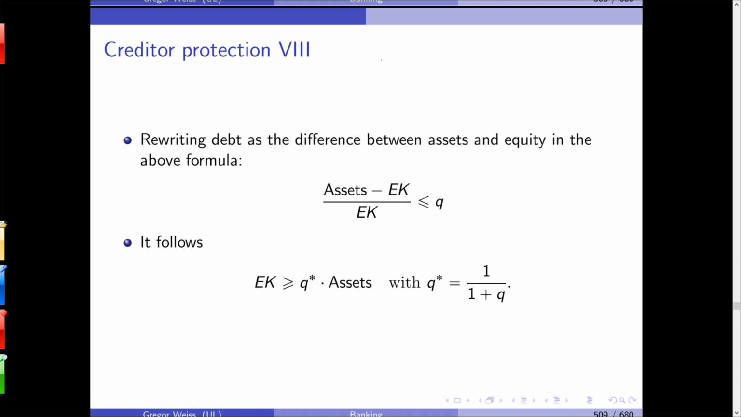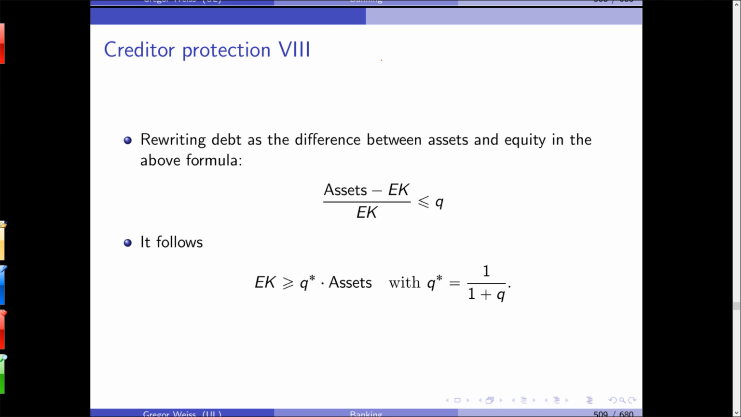Okay. Now, if we rewrite this, we can write it as follows. Debt is defined as assets minus equity. The debt to equity ratio is debt over equity. So assets minus equity over equity has to be smaller or equal than this threshold Q. Then multiply this out, and you can see that you can transform this requirement on the debt to equity ratio into a very similar inequality for equity: equity has to be larger or equal than Q star times the assets. This is something you might have seen or heard. What does it mean in practice? In practice, regulators will have some variant of this equation as part of their capital requirements.